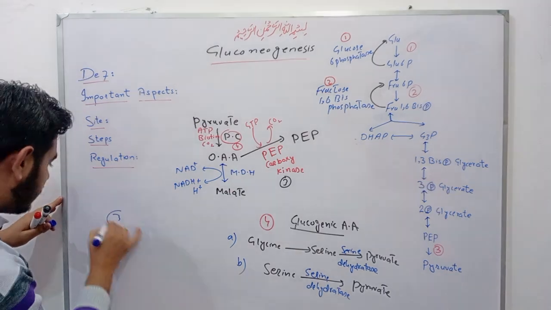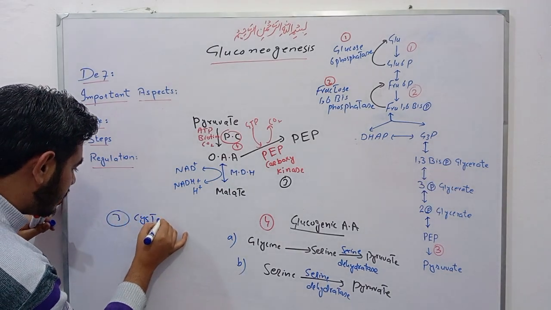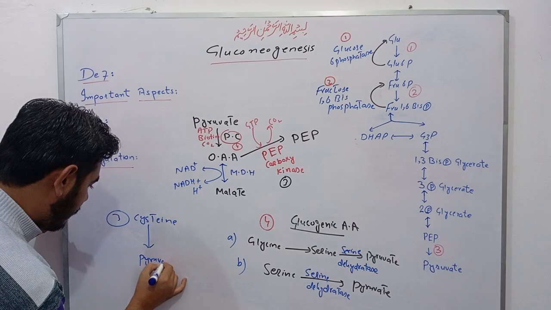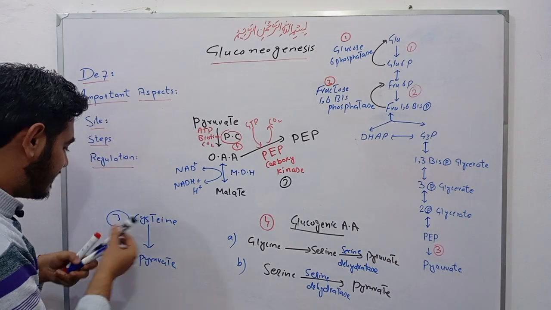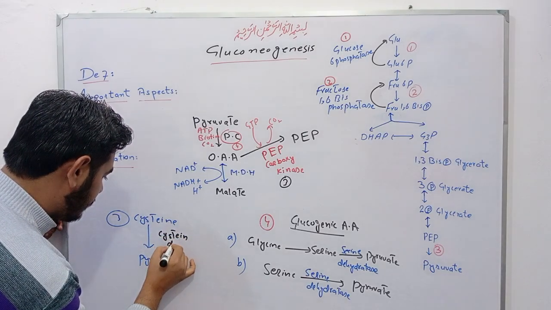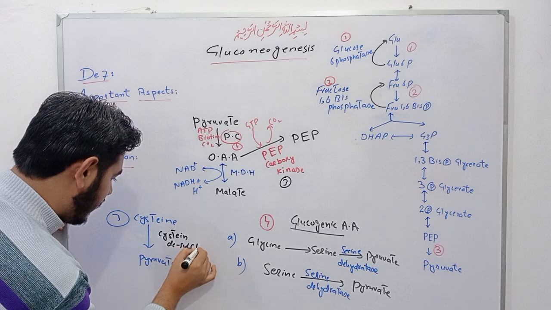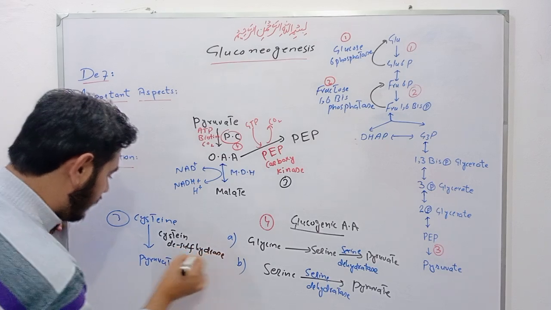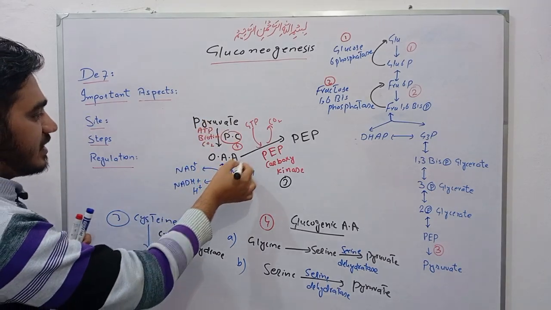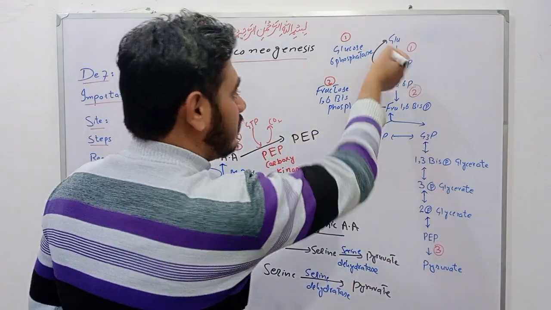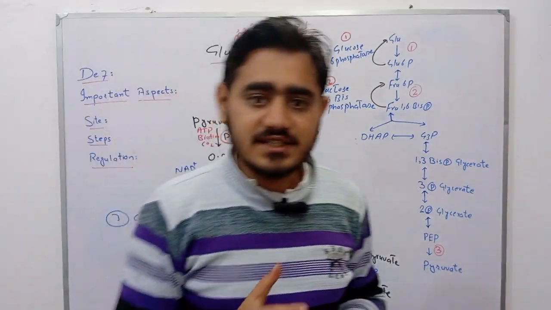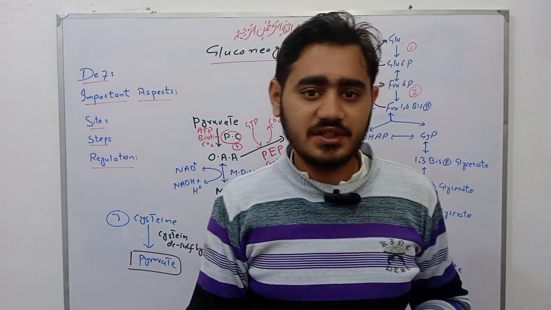Now the last one is cysteine. Cysteine converts into pyruvate with the help of cysteine desulfhydrase enzyme, and then pyruvate converts into oxaloacetic acid, then phosphoenolpyruvate, and then into glucose. In this way, glucose gets synthesized from non-carbohydrate precursors.